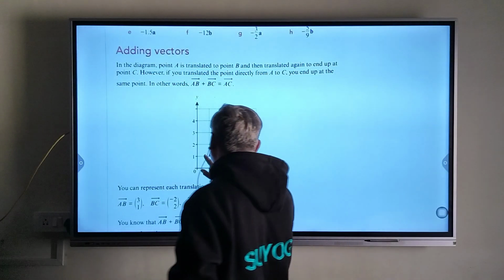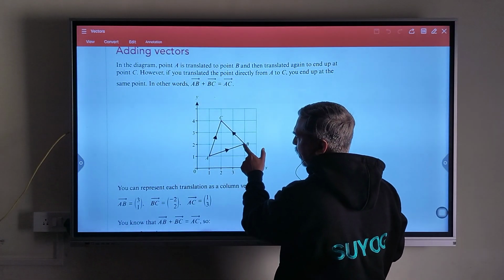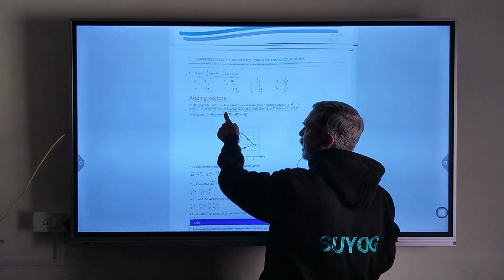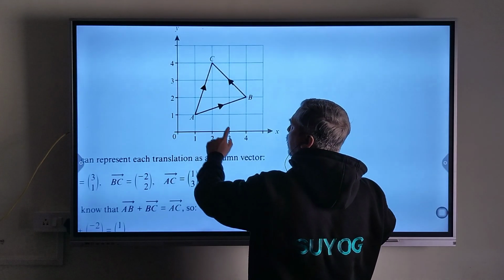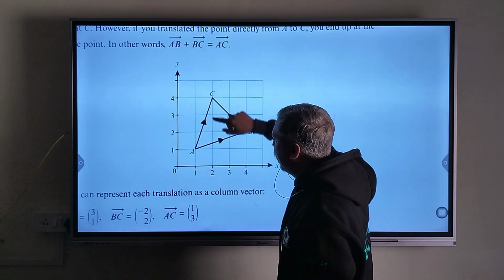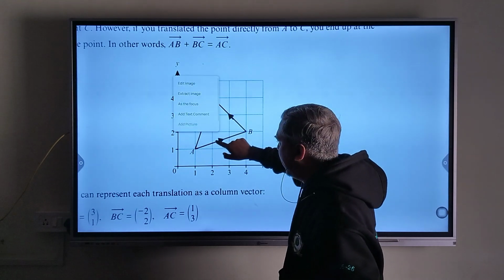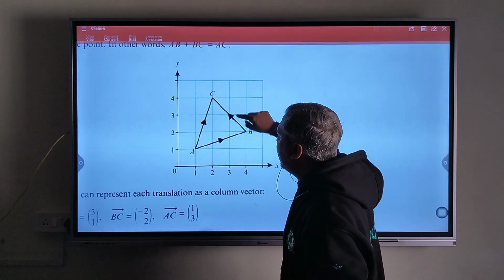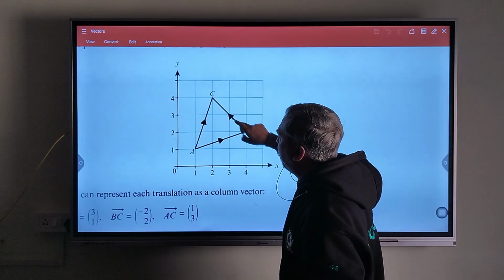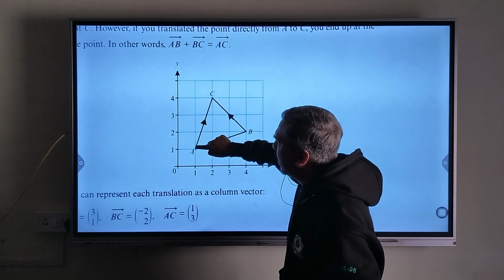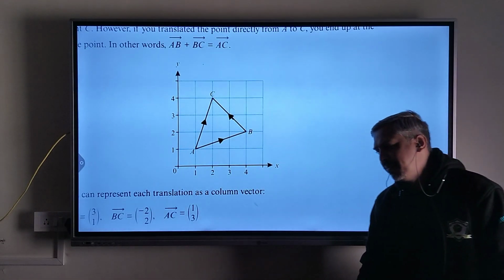Let's see, this is the first vector, AB bar. The second vector is AC bar. And the third vector is BC bar. Now if I add the two vectors AB bar and BC bar, AB vector plus BC vector, then the resultant is the vector AC.